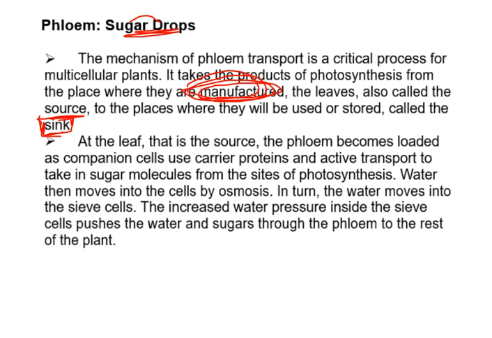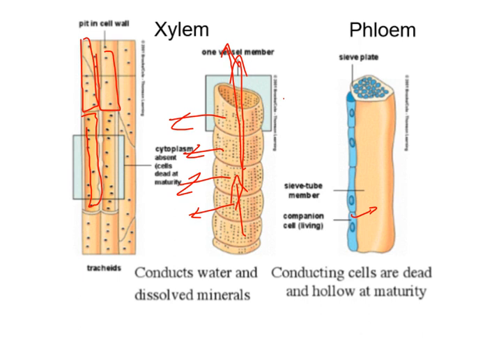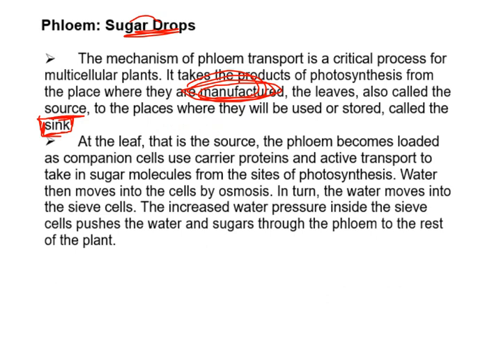So here's how this works. I'm going to read off my slide here. At the leaf, which is the source, phloem becomes loaded as the companion cells use carrier proteins and active transport to take in sugar molecules. So this companion cell basically uses active transport and says, sugar, get inside there. And so sugar goes inside this cell right here, the sieve tube cell. So it's become loaded. But it's the exact same principle we've discussed before.